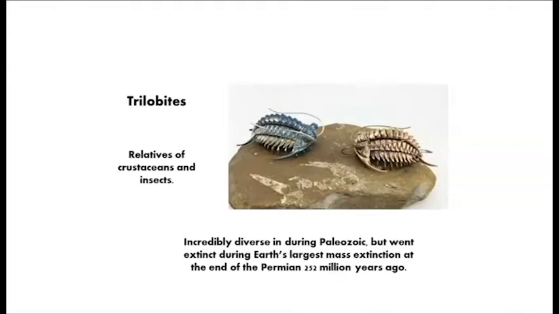Not the mass extinction that caused the demise of the dinosaurs at the end of the Cretaceous. This particular extinction event happened at the end of the Permian period during the Paleozoic, and it was Earth's largest mass extinction, and this occurred 252 million years ago, whereas the extinction that caused the death of the dinosaurs was only 65 million years ago. So unfortunately, these little trilobites went extinct at that mass extinction.